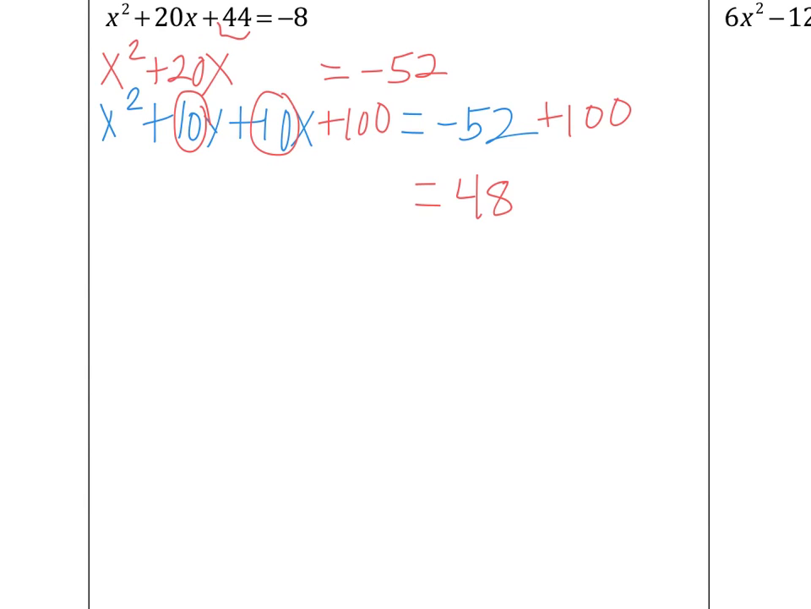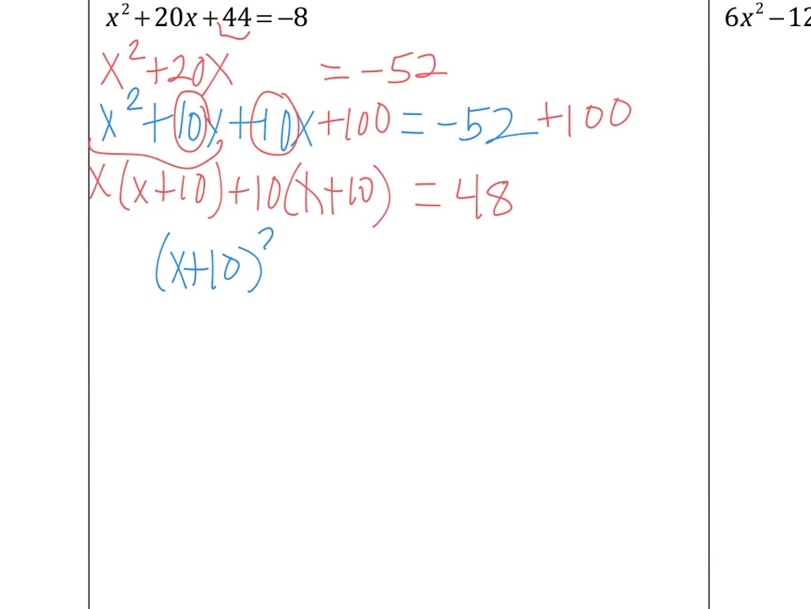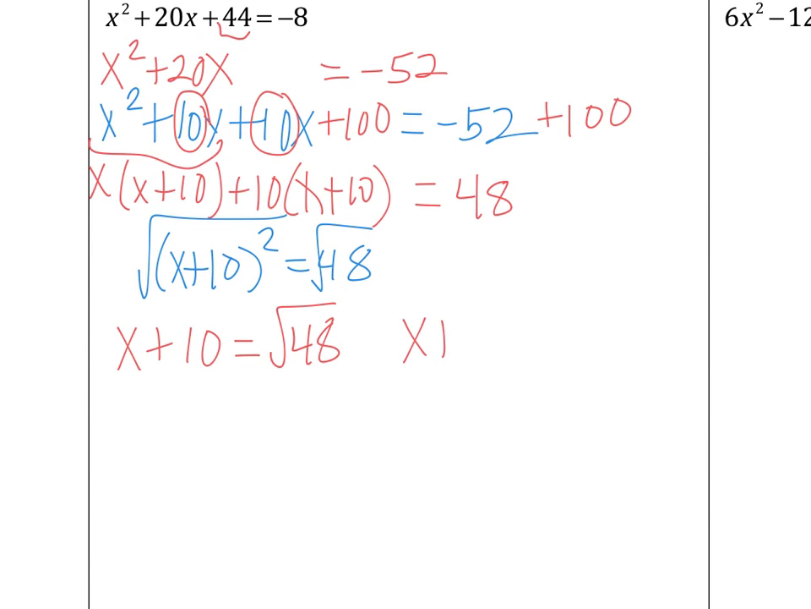And on the left side, I've got some stuff I'm going to factor. First two terms I can pull an x out of, and I get x plus 10. Second two terms I can pull a 10 out of, and I get x plus 10 left over. That's going to turn into x plus 10 squared is equal to 48. And if I take the square root of both sides, I'm going to end up with x plus 10 is equal to the square root of 48 positive, and x plus 10 is equal to the square root of 48, the negative version.